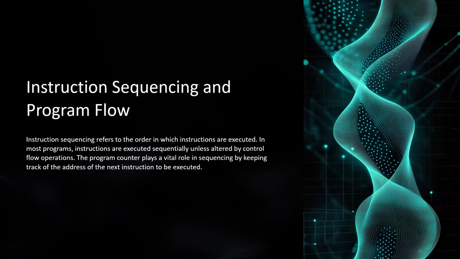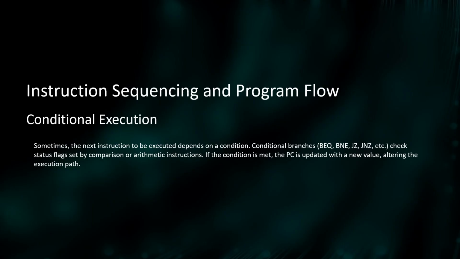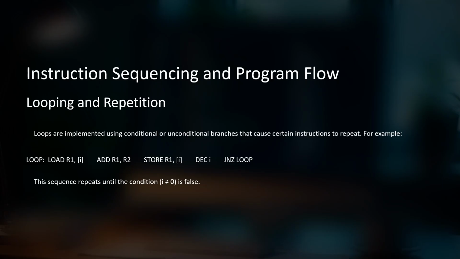In execution, most program instructions are executed sequentially unless altered by control flow operations. These are all the looping and repetition: loop, add, store, decrement, and jump if not zero to loop.